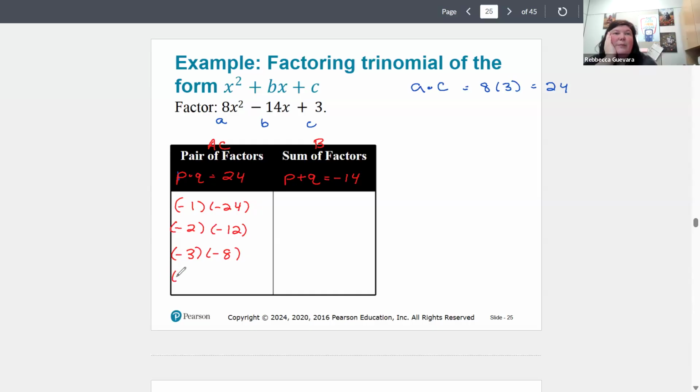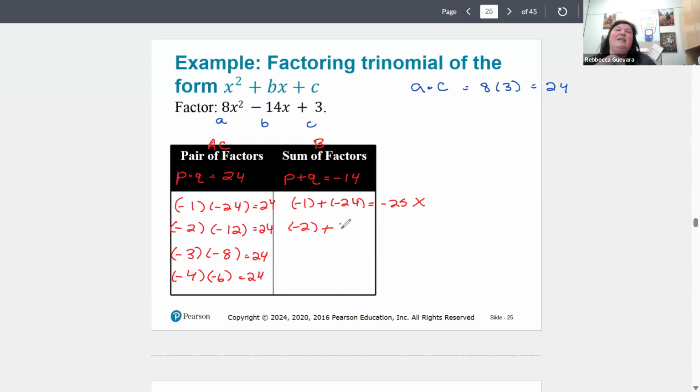There's one more I can try: -4 and -6. I think that's it. All of these would give me a positive 24 when I multiply them together. The question is, which ones add up to -14? So -1 plus -24, we already know this one is not going to be it. -25, so no.